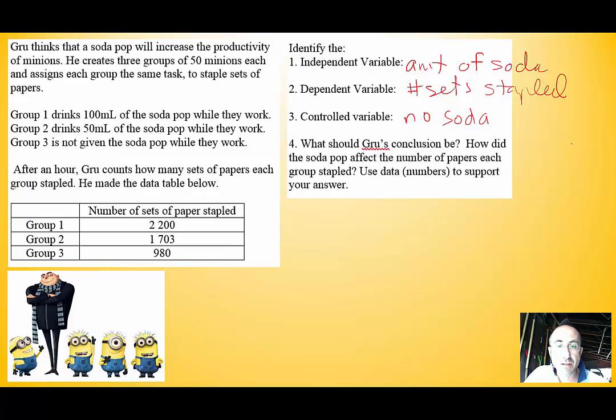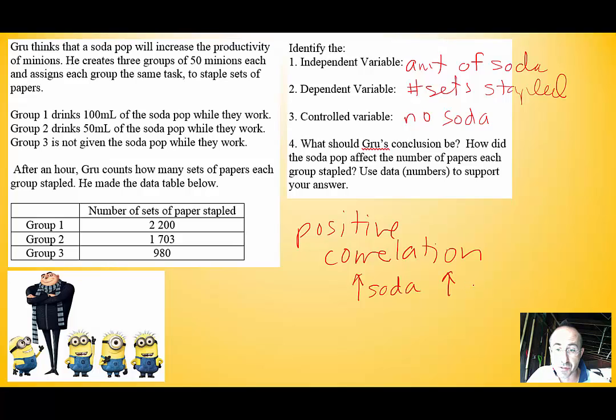How did the soda pop affect the number of papers each group stapled? Well, it produced what we call a positive relationship. The more soda they drank, the more paper they stapled. Okay, so this is what we call in essence a positive correlation. As one goes up, so in this case, as the soda goes up, if you increase the soda, you will also increase papers stapled. Okay? So use the data to support your answer.